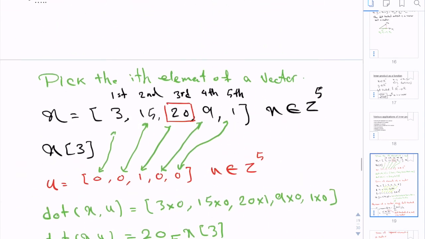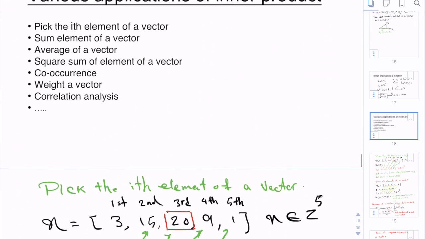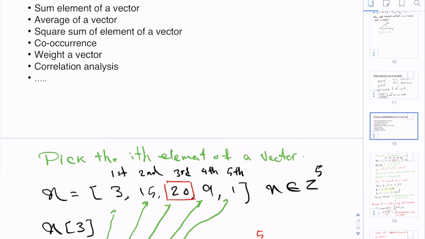Another example is co-occurrence: if you have two vectors and you want to see whether two elements of the two vectors occur at the same place or not, we can use the dot product. Another one is how to weight a vector. This is very important. I would like to spend some time to talk about how to weight a vector.